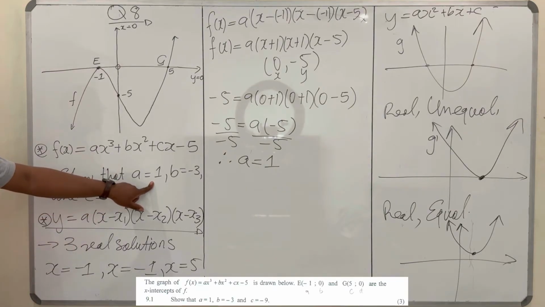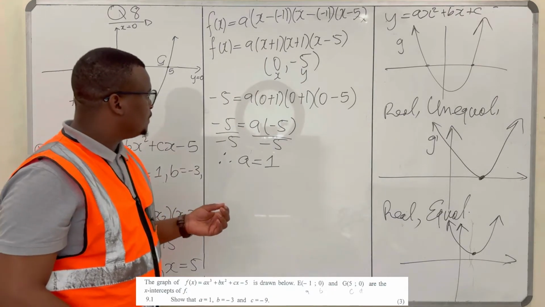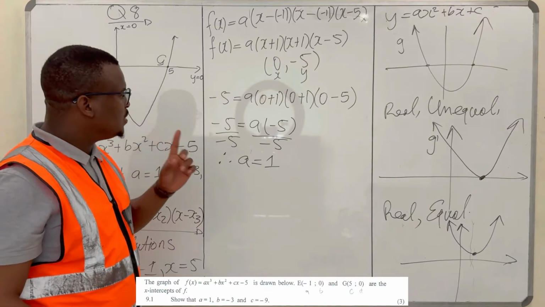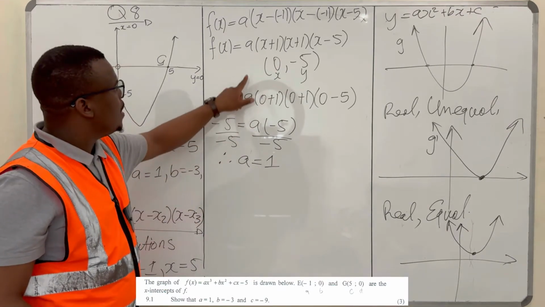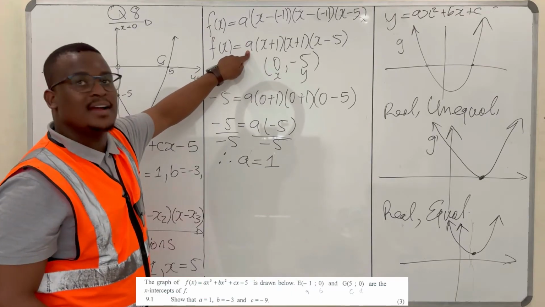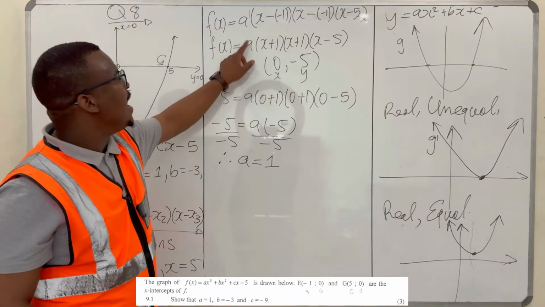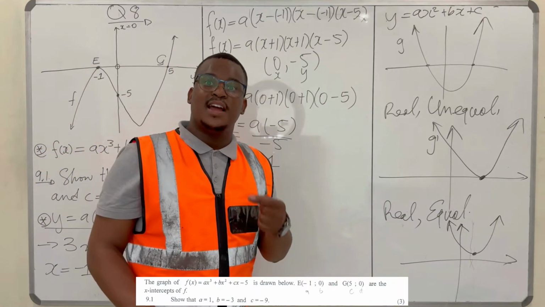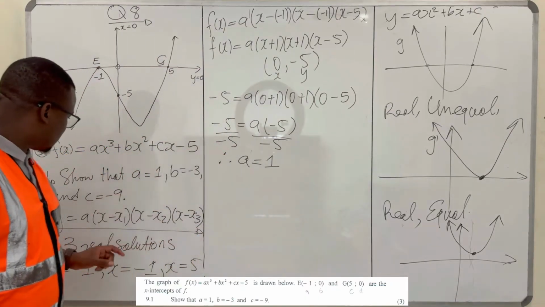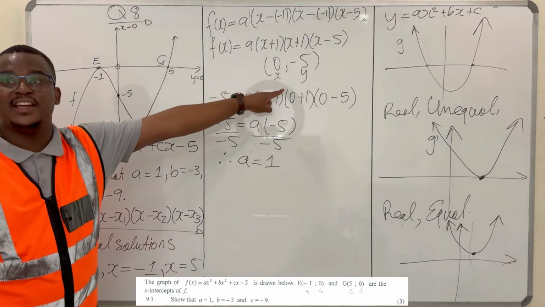Now what are we missing? We're missing b. How do we find b? At this point, we need to take the value of a, which is 1, substitute it back there, and multiply this bracket all out. Once we multiply the brackets out, we'll be able to see the coefficient of x squared and compare it to whatever it is there.